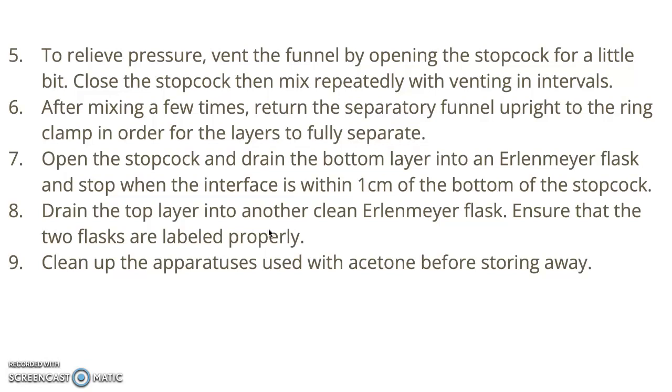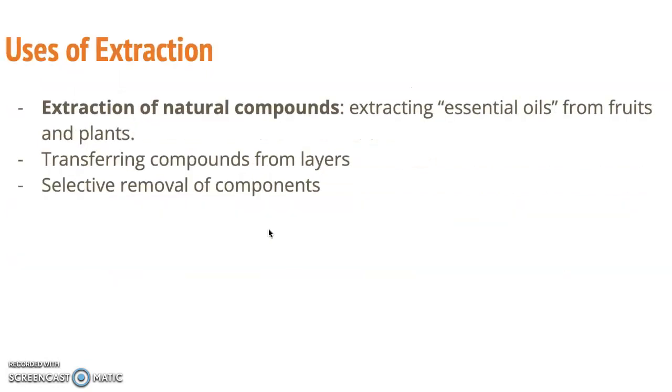After mixing a few times, return the separatory funnel upright to the ring clamp in order for the layers to fully separate. Open the stopcock and drain the bottom layer into an Erlenmeyer flask, and stop when the interface is within 1 centimeter of the bottom of the stopcock. Drain the top layer into another clean Erlenmeyer flask. Ensure that the two flasks are labeled properly. Clean up the apparatuses used with acetone before storing away.